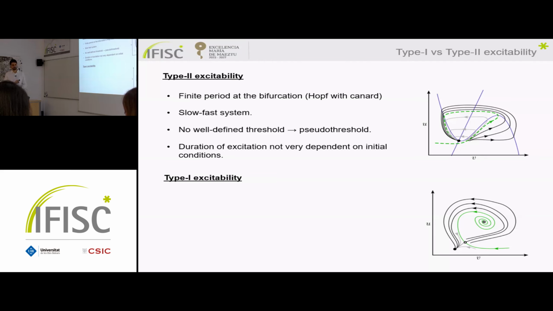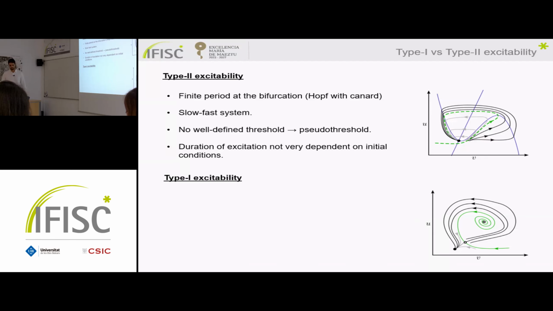So there is a finite period at the moment of destruction. This usually occurs in a Hopf bifurcation with a canard. A canard is this behavior of a slow-fast system where the amplitude of the cycles grows really fast after the creation. And for this to happen, it needs to have a very big difference of time scales between the different variables of the system.